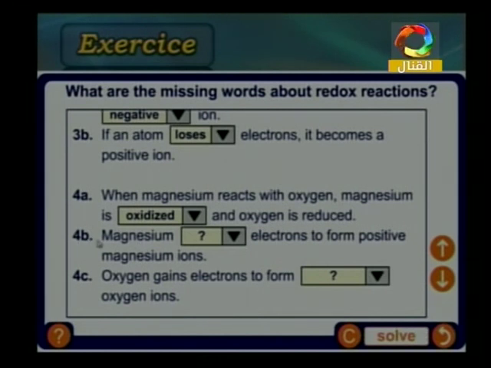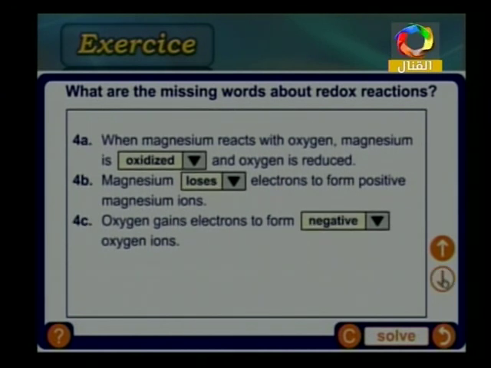After that we have 4b: magnesium loses electrons. It's very easy. It loses electrons. Why? Because it is a metal. Why again? Because it changes into positive magnesium ion. And after that we have oxygen gas gaining electrons to form what? To form negative or positive? We have negative oxygen ions. It's very easy to know these things.